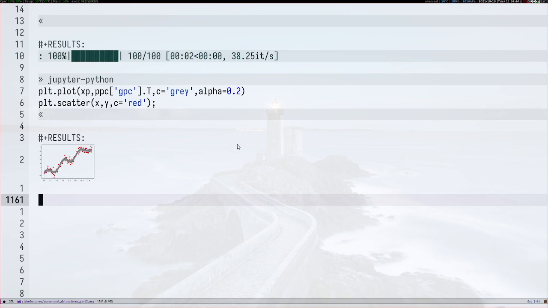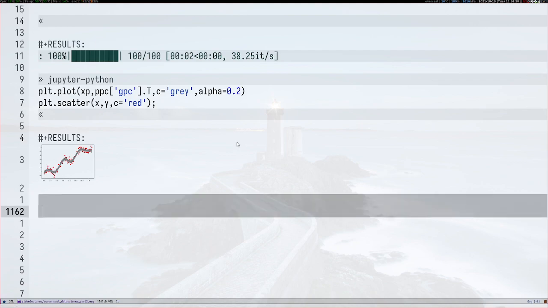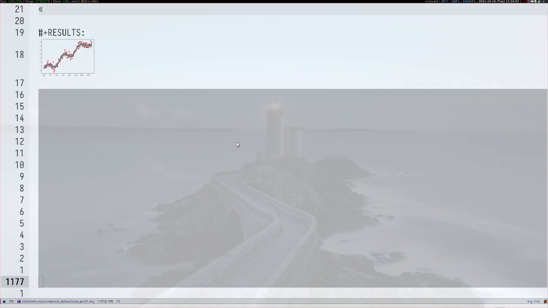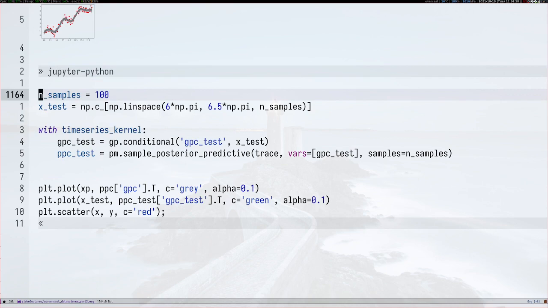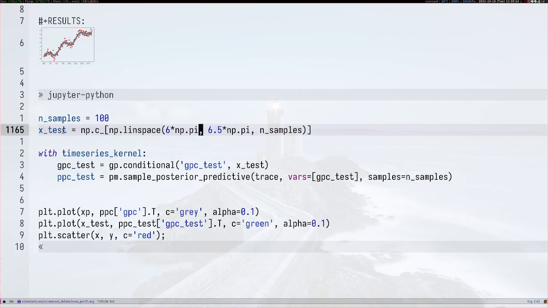But of course, plotting in sample is one thing. So let's see what happens when we try to plot out of sample. The code is very similar to what we had before. So we again specify a number of samples. Here it's 100. Now I'm going to define a new variable xtest. And xtest starts at 6 times pi. So basically our test values start where the time series itself ends. And then it goes on from 6 times pi to 6.5 times pi.